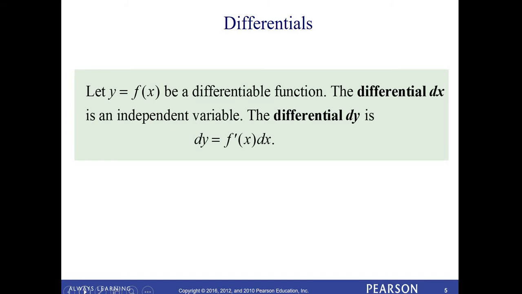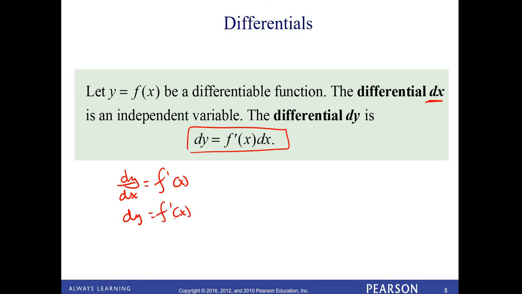Differentials. Let y equal f of x be a differentiable function. The differential dx is an independent variable. The differential dy is dy equals f prime of x dx. All we're doing here is taking dy/dx, which is what we're used to doing, and multiplying both sides by dx. So what we're finding is a differential using, in essence, again, the slope of a tangent line and a small change of x to calculate what the change of y would be.